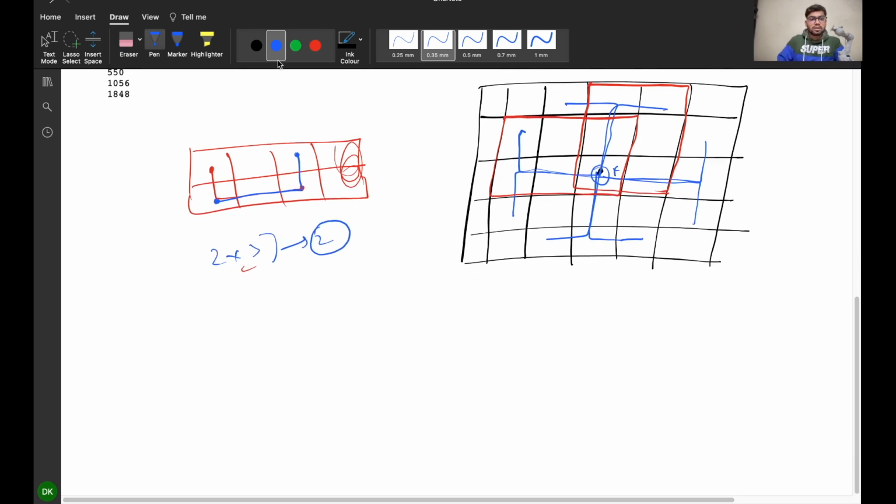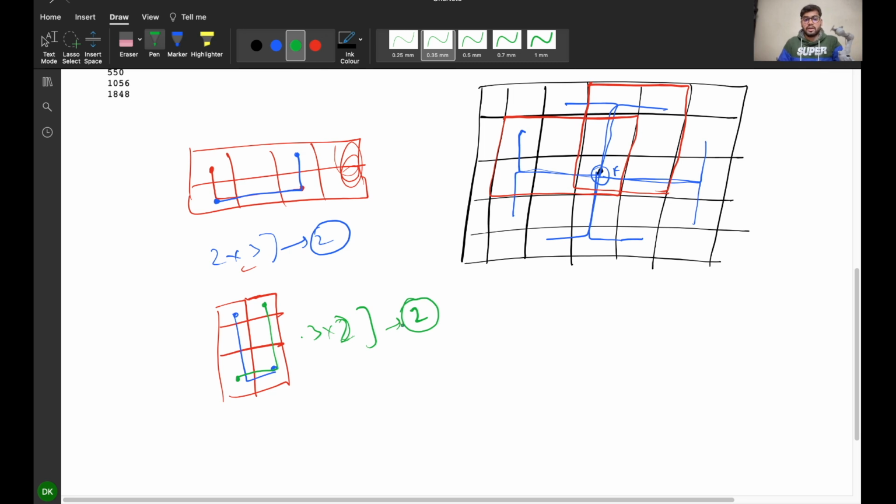It is similar for the 3 by 2. Again, if my first knight is here and my second knight is there, then they will definitely attack each other. And if my first knight is here and my second knight is there, then they will definitely attack each other. So again, for 3 by 2, there are two ways.